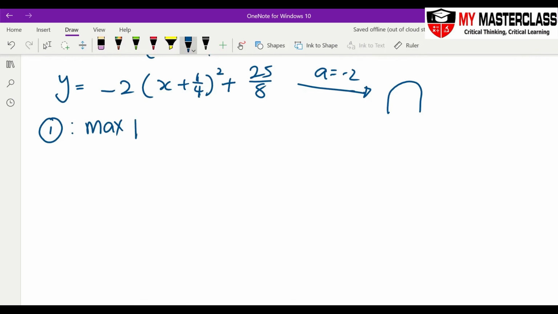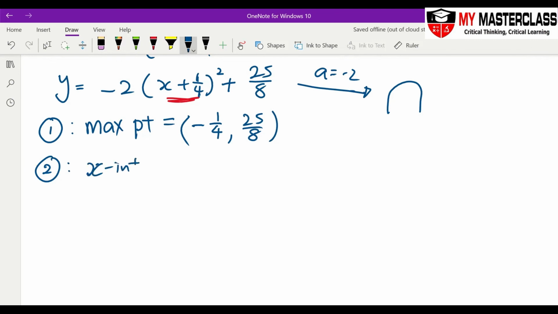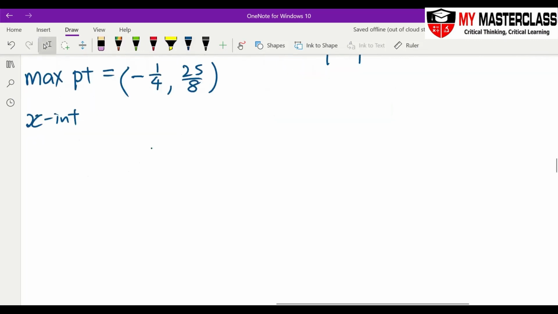The maximum coordinate is equal to, look inside the bracket: x plus 1/4, like your remainder factor theorem. x equals negative 1/4. And then the y value is equal to 25 over 8. The y value you just read off. Okay? And then the second one, you do all these steps, you will not go wrong. What are the x-intercepts? It means sub y equals 0, right? Yeah, y equals 0.